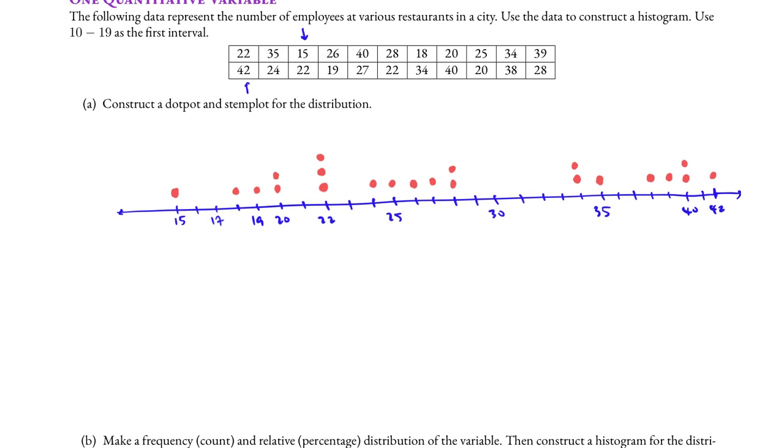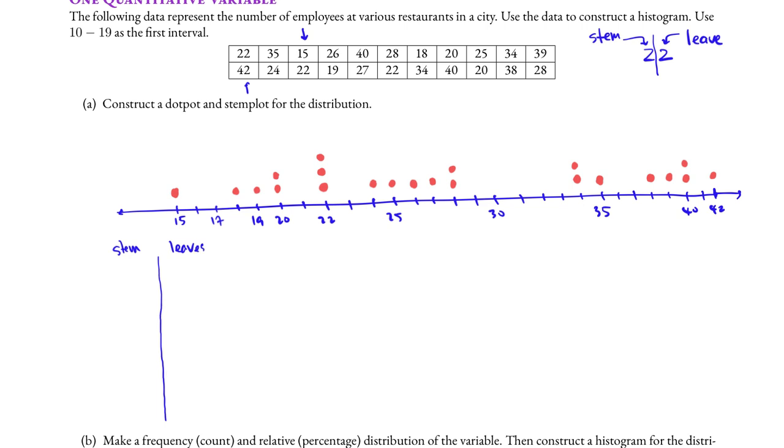For the stem plot, for each value, we split it into stem and leaf. So for the value 22, we split this into two parts. The digit in the units place will be the leaf, and the digit in the tens place will be the stem. This is what is called the stem plot. We draw a line that separates the stem and the leaf. On the left is the stem, and on the right are the leaves.